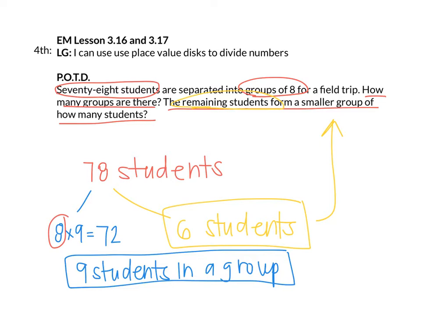So if I take 72 students and I put them into groups so that there are 8 students in each group, there are 9 students in each group, that would use up 72 students. And so I know that there can be 9 students in each group. Now the remaining students, when they form their smaller group, there are 6 students left. So they would have a small group of 6 students. Basically what I'm doing here is I'm separating 78 into 2 parts. One part that has 72, because that's divisible by 8, and one part that has 6, and 72 plus 6 is 78. So I've used up all my students.